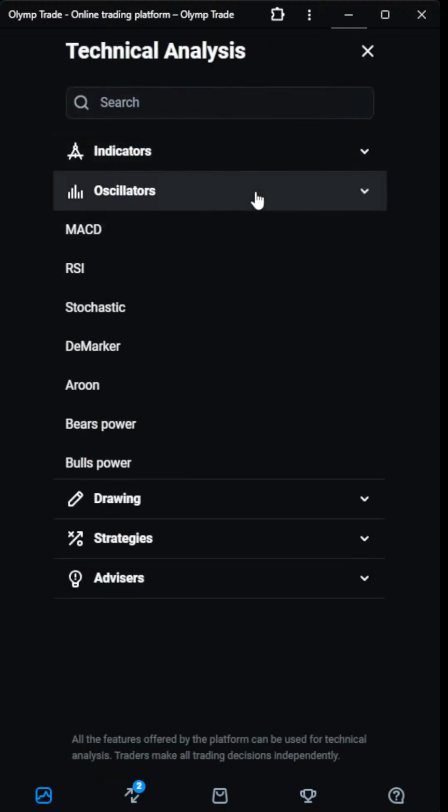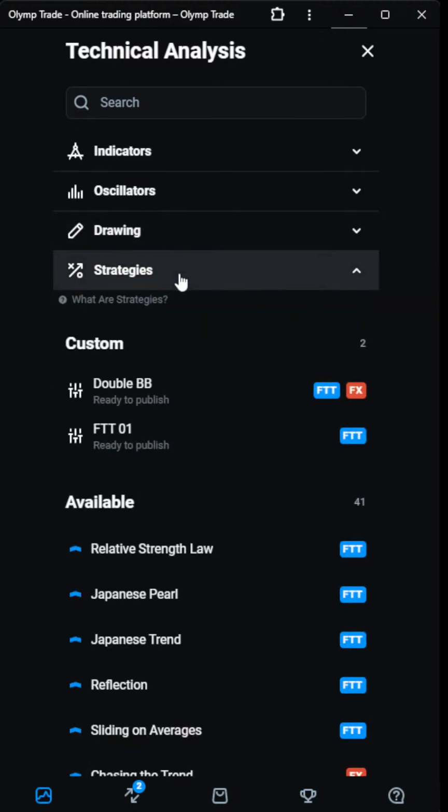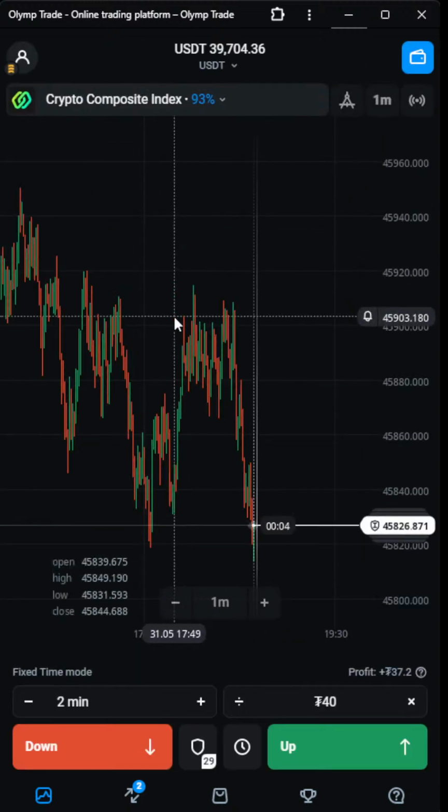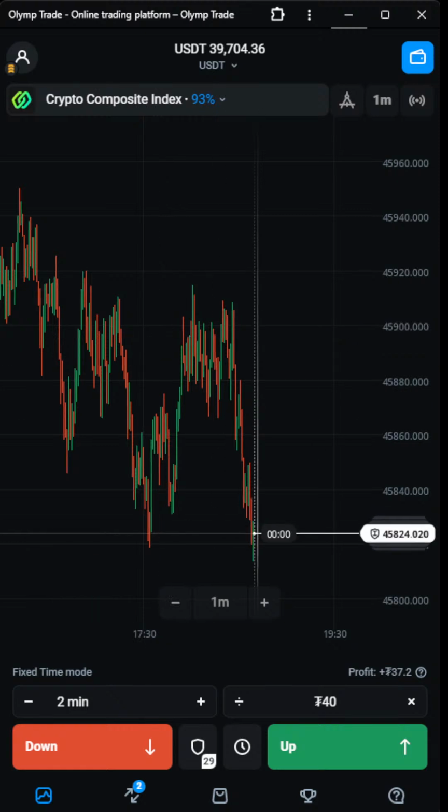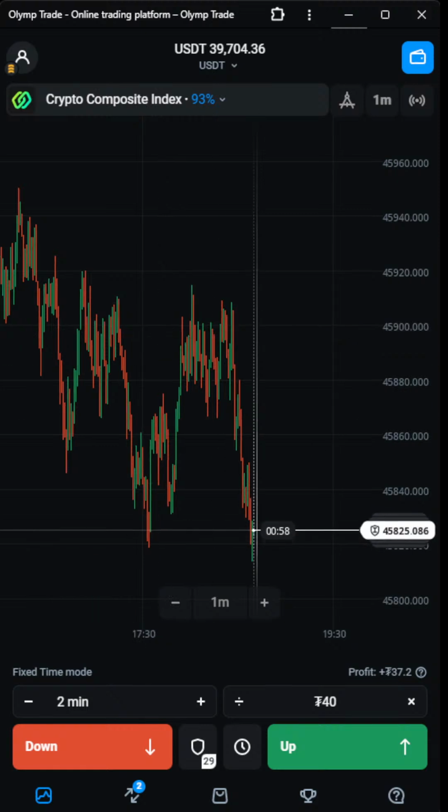Create your own strategy. You have an option to create your strategies in Olymp Trade. You have a custom strategy base. You can select any sort of indicators and oscillators and find out whether the trend that you are taking is with the trend or against the trend. In that situation, that would be very helpful for you guys.